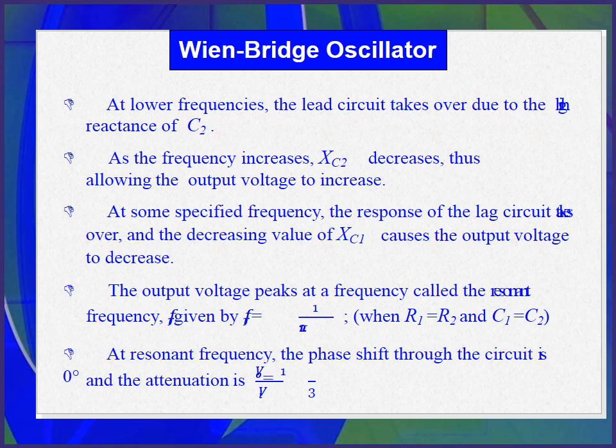At this point the attenuation of the circuit is 1/3 if R1 equals R2 and capacitor C1 equals C2. To summarize, the lead-lag circuit in the Wien bridge oscillator has a resonant frequency at which the phase shift through the circuit is 0 degrees and the attenuation is 1/3.